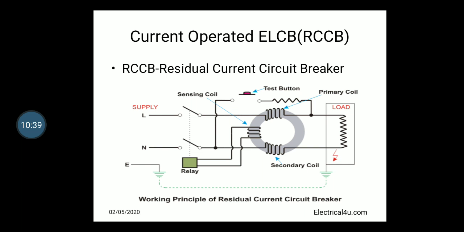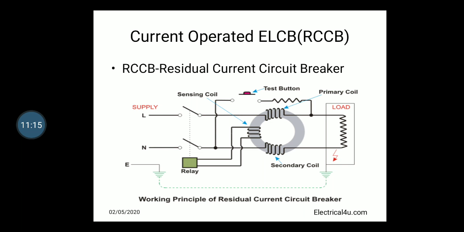Under healthy or normal operating condition, the current entering the circuit breaker, entering the primary coil, entering the secondary coil, and leaving the circuit breaker through the neutral line, is the same. That means the amount of current entering through the L line, that is IL, and the amount of current leaving through the N line, that is IN, are equal under normal operating condition.